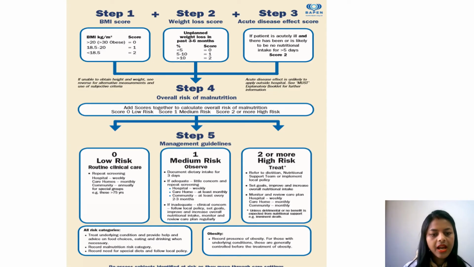So this is the 5 steps of the Malnutrition Universal Screening Tool. The first step is BMI score, second is weight loss score, third is acute disease effect score. So these 3 steps are already done in the OSCE exam. You have to do step 4, overall risk of malnutrition. You have to add all the scores together and calculate the overall risk of malnutrition of the patient.